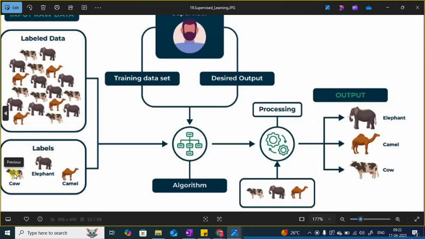If it is not too tall, does not have a long trunk, no long neck, no long ears, not heavy in weight, maybe a combination of white and black color, that belongs to cow. That is what my algorithm learns. So whenever I give any input data set, my model predicts, hey, this image or this animal belongs to elephant, this animal belongs to camel, this animal belongs to cow. Clear?